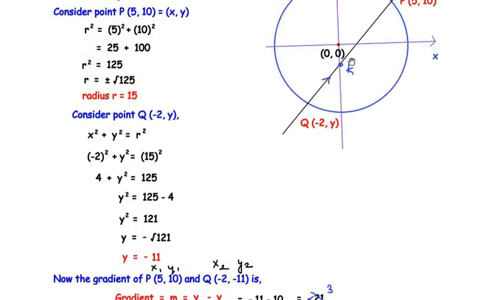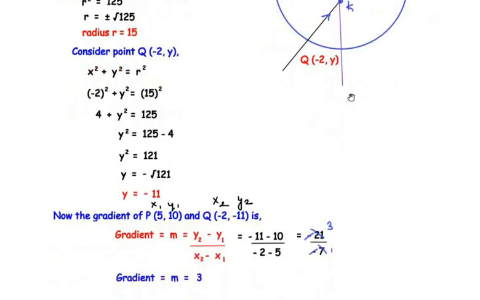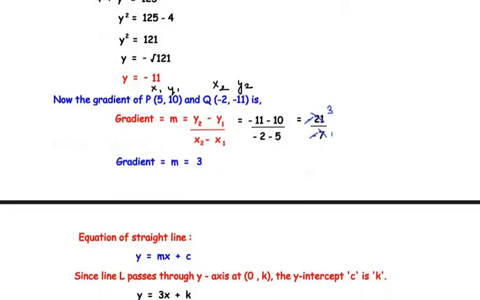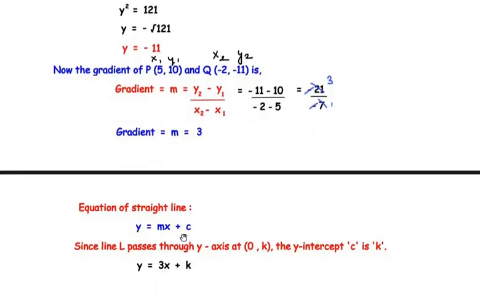Now we have to find out the value of k. And for that let us consider the equation of straight line, which is y is equal to mx plus c, where m represents the gradient of the line and c represents the y-intercept. Now since the line L passes through the y-axis at (0, k), the y-intercept, that is c, becomes k, and we have the value of gradient over here as 3. So we are going to rewrite this formula as y is equal to 3x plus k.